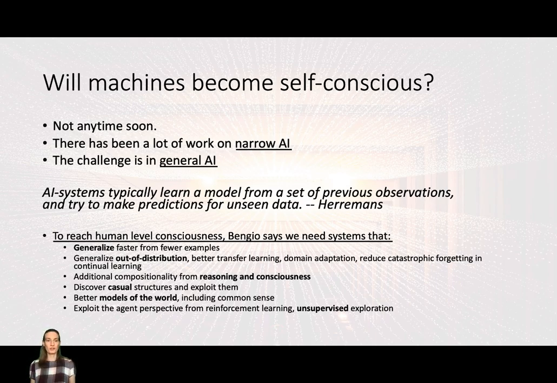If you ask Bengio, he says to reach human-level consciousness, we need better models of the world. We need to discover causal structures and exploit them. And we need to generalize faster from fewer examples, because a lot of problems in this world just don't have big training sets.